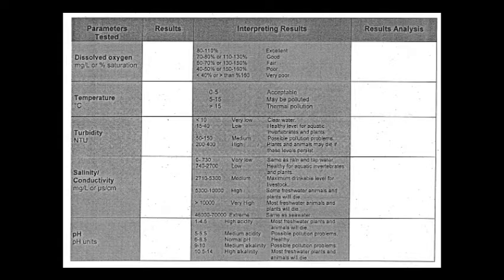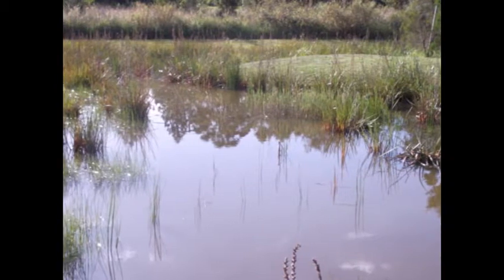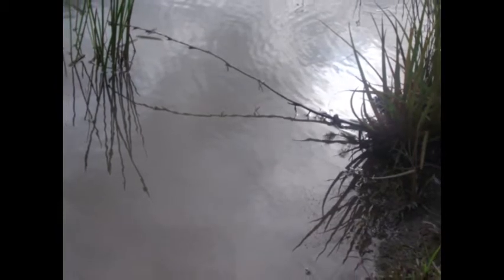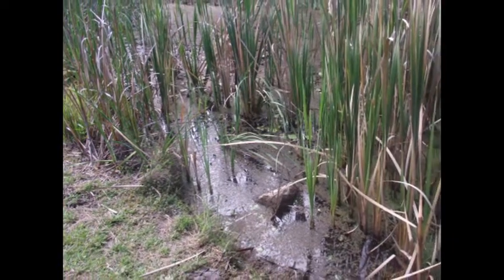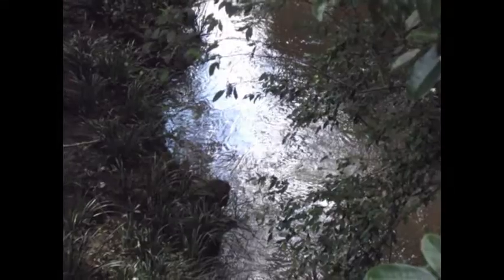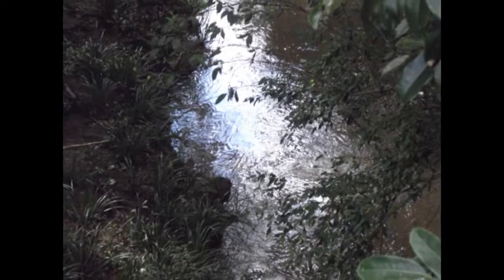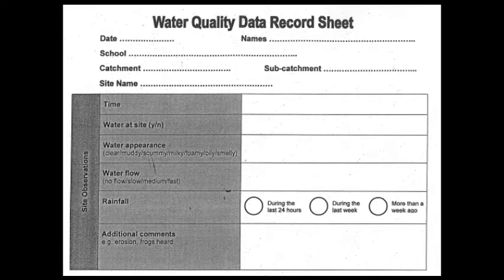biological testing methods. To assess the physical condition of the waterway, we use things like water colour, depth, velocity, which is the speed at which the water is flowing, the amount of debris in the water, how turbulent the water is, the amount of shade cover, and stability of the banks. You'll record this on a water quality data record sheet.